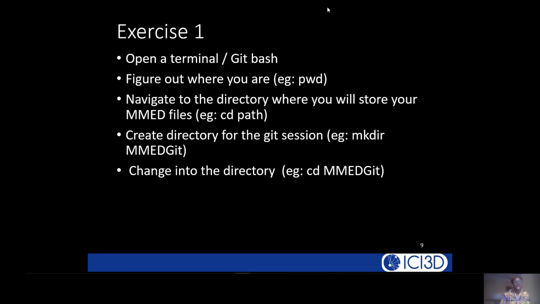So this one is saying that you need to open your terminal or Git Bash. In my case, it's Git Bash. Then you need to figure out where you are using pwd. And then you need to navigate to the directory where you will store your MMED files. And then once you decide whether you're going to use desktop or documents or whatever, then you can create the new folder, which is MMED Git, which is where we're going to download the MMED materials into. Then you need to move into that folder.